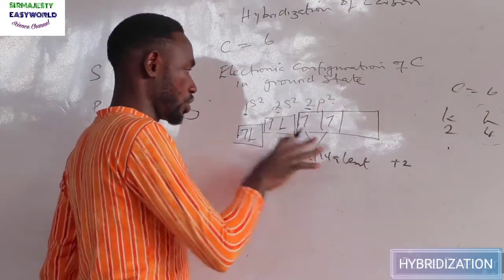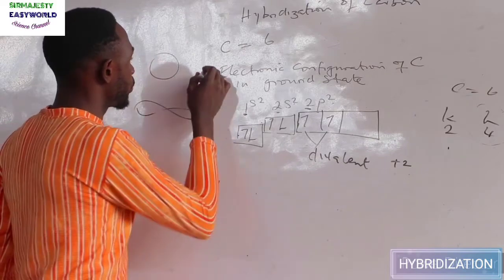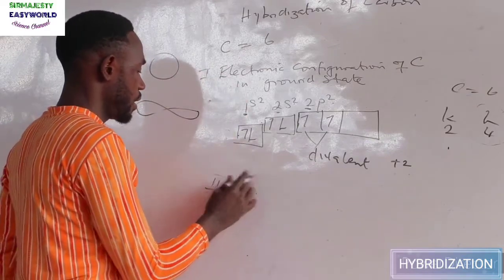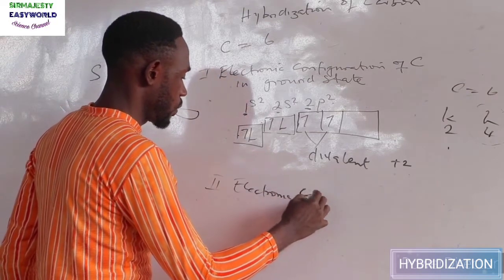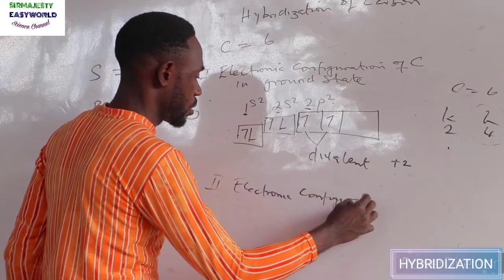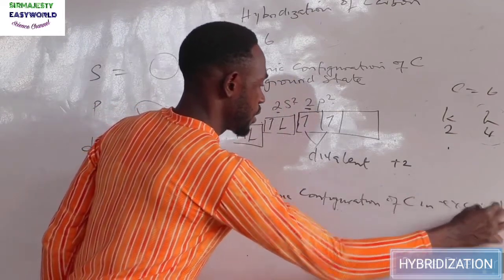And by drawing it or showing this at ground state, it is divalent. So let us see the electronic configuration of carbon in excited states.